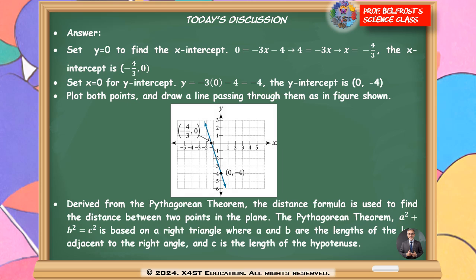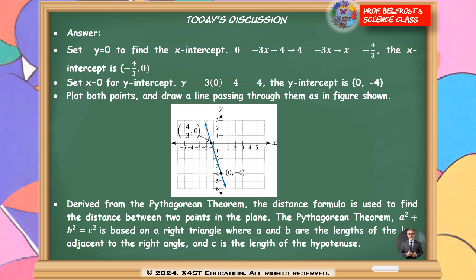Easy. The x-intercept, by using the method I've taught you before, is minus 4/3, so the x-intercept is minus 4, 0. For the y-intercept, it is minus 4, so 0, minus 4. And by plotting both points and drawing a line, here's the figure.